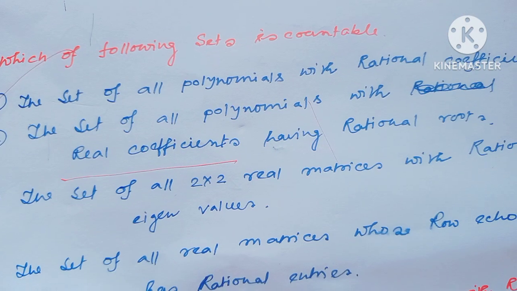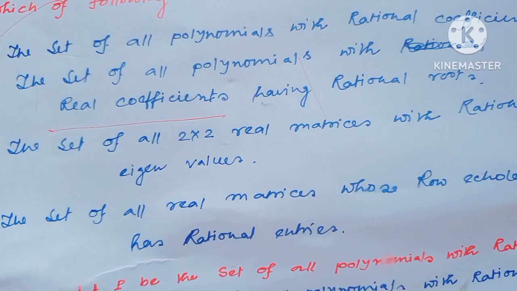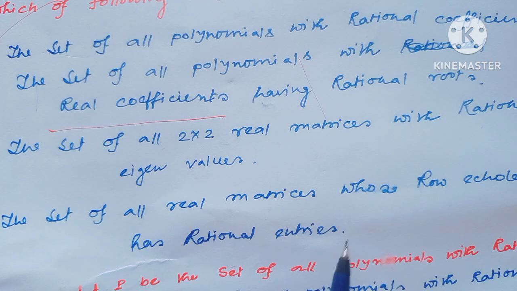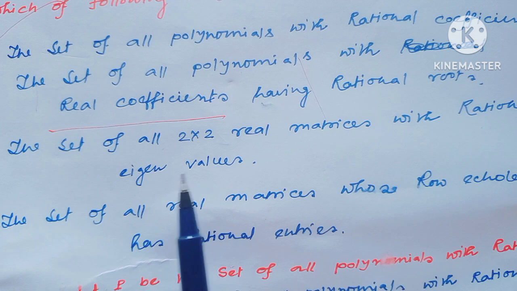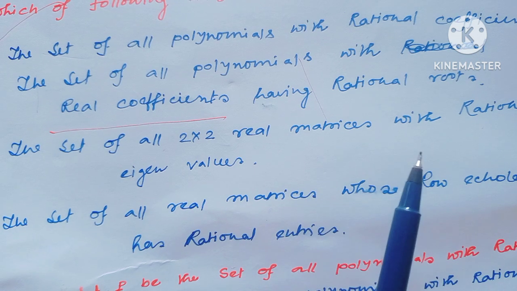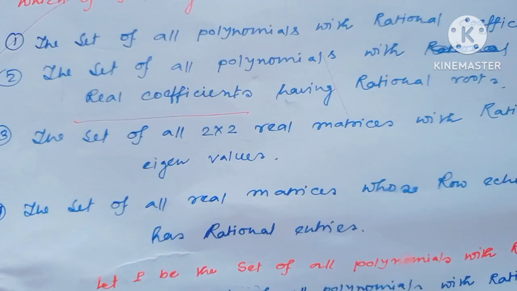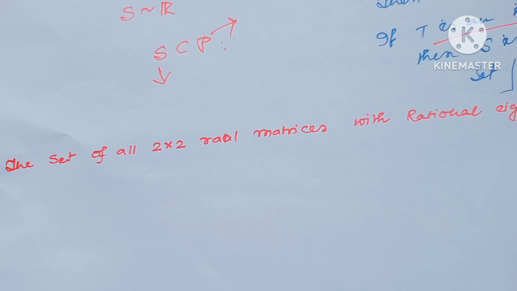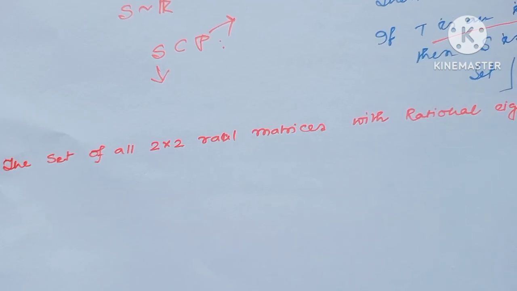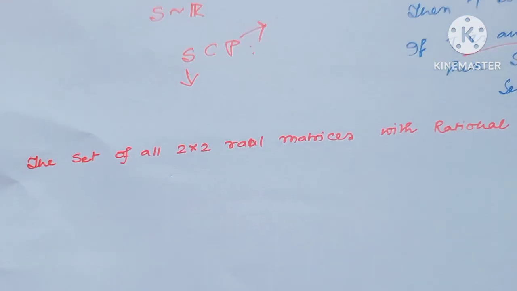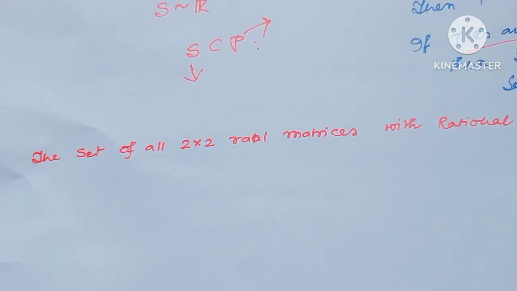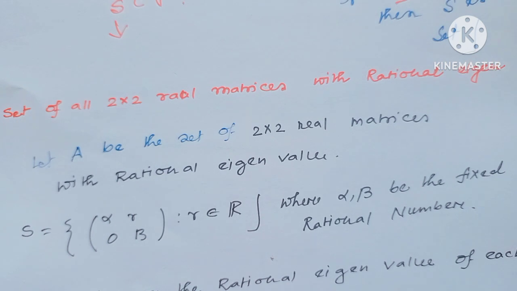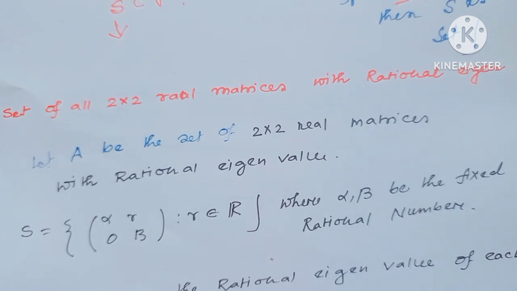Today I will define the set of 2 cross 2 real matrices with rational eigenvalue and the set of all real matrices whose row equivalent form has rational entries. Is it countable or uncountable? At first I will see the set of all 2 cross 2 real matrices with rational eigenvalue. Is it countable? Let A be the set of all 2 cross 2 real matrices with rational eigenvalue.